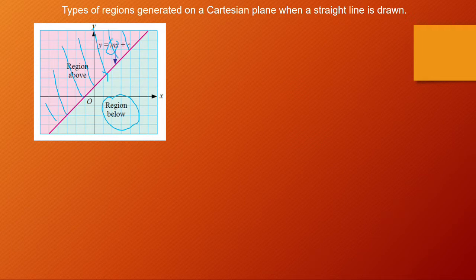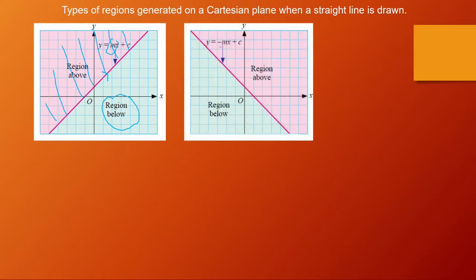Next, we have the gradient of the positive equation already. Now we look at the gradient in negative form. So when it comes to a negative gradient, the graph is going down. From the graph given, the one on top of the graph is labeled as region above, and then the one at the bottom is region below.